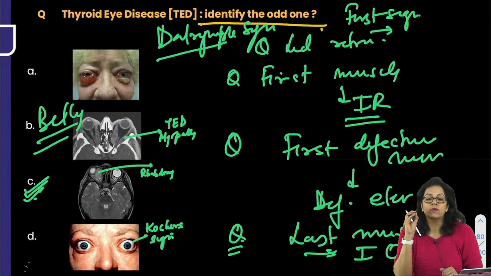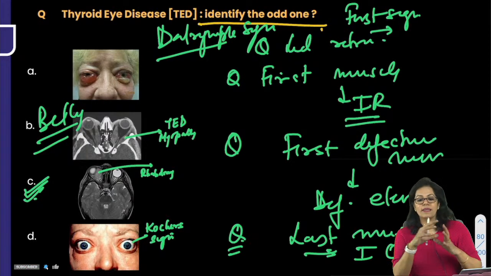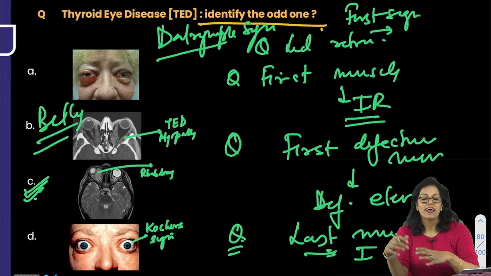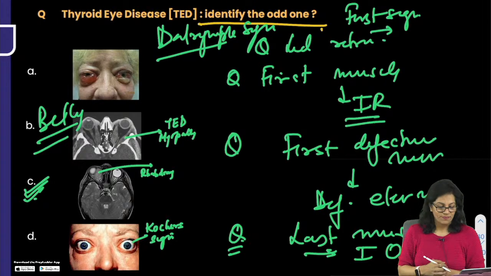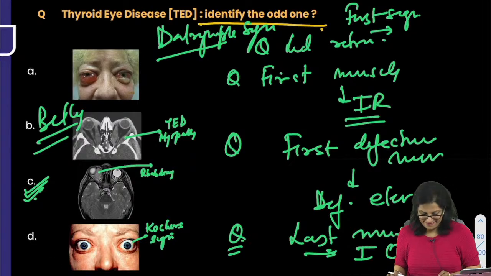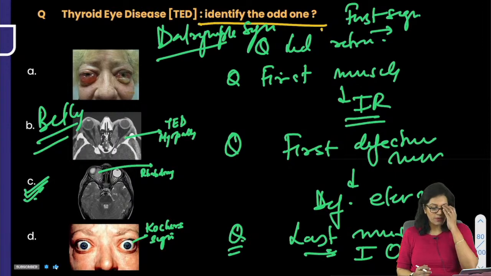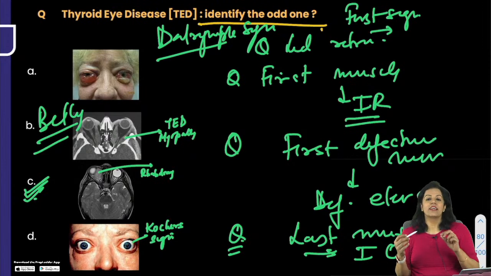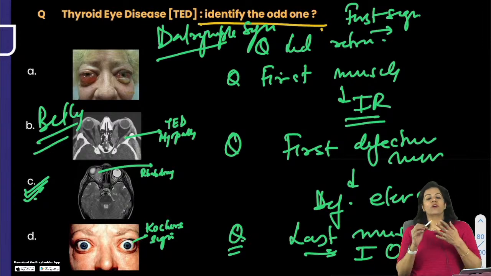So how do I know that this is a fibrosis and not a palsy? My question is, this is mainly restrictive myopathy due to fibrosis. What is the test to differentiate restrictive myopathy from paralytic myopathy? Very good. Yes, that is your forced duction test. Very quickly understand. What is the forced duction test? Forced means forcefully, duction means movement. Making the eye move forcefully.